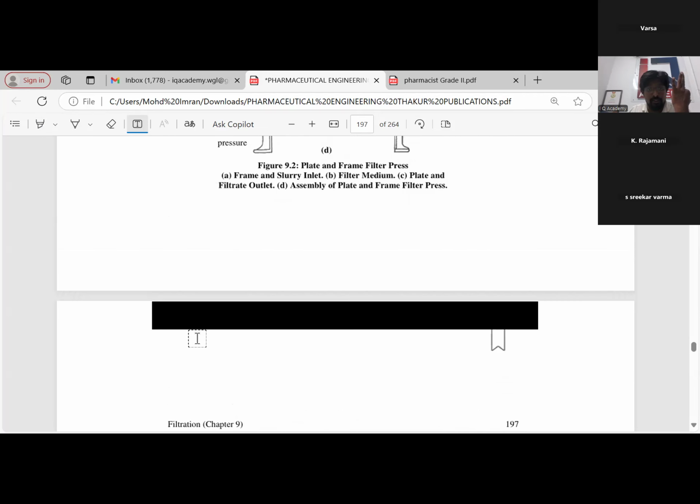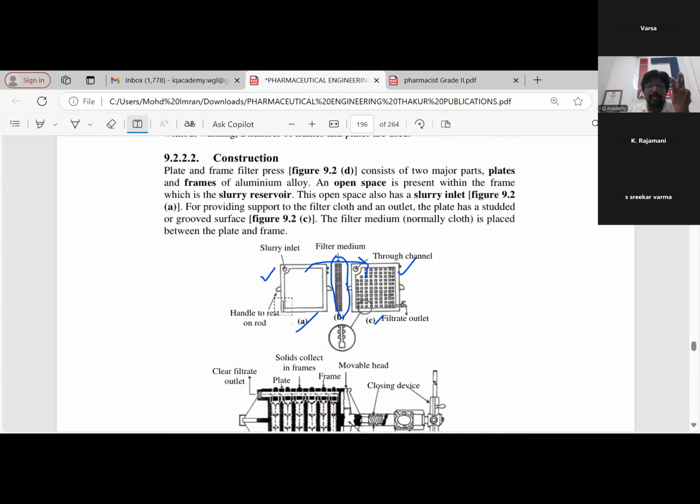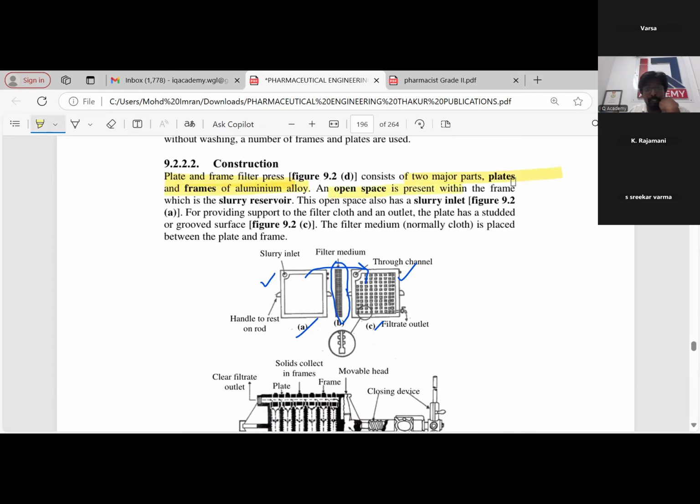So what are the three parts? Plate, frame, filter medium. The plate and frame filter press consists of two major parts, plate and frame, made up of aluminium, and open space is present within the frame. The slurry reservoir generally has a slurry inlet. How to identify the construction: by dots. The parts should be arranged in sequence: plate, frame, plate. So the arrangement is 1:2:1:2:1. Please note down this arrangement.